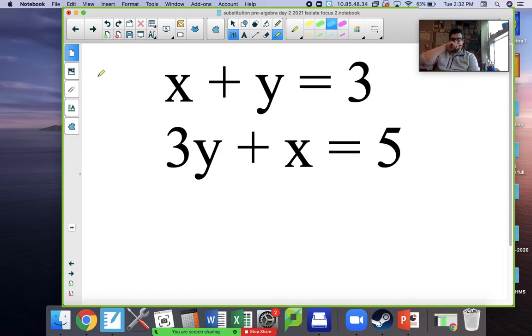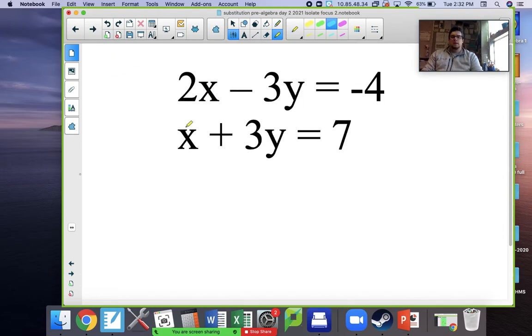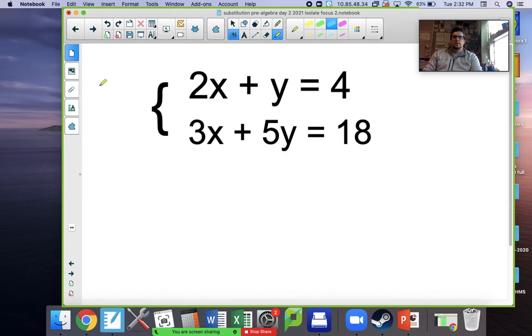This one, there's only one bad choice. This would be a perfect choice. This one would be a perfect choice. This one would be a good choice. Anything but this 3y. Notice that he's just a little bit more crowded than the rest of them. This x on this problem would be a good choice. It doesn't have a number. This y would be a good choice because it doesn't have a number.